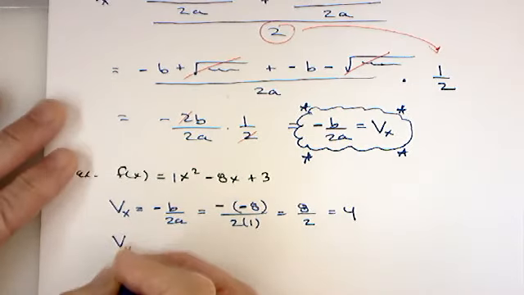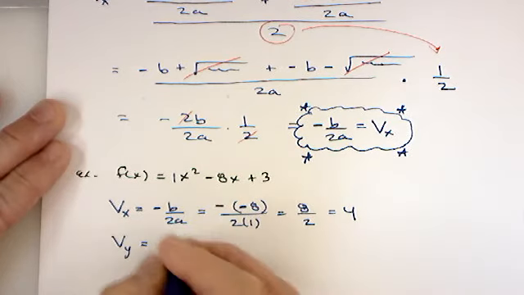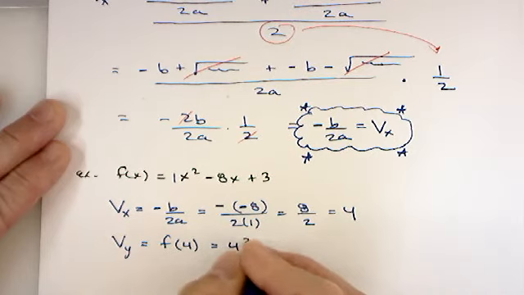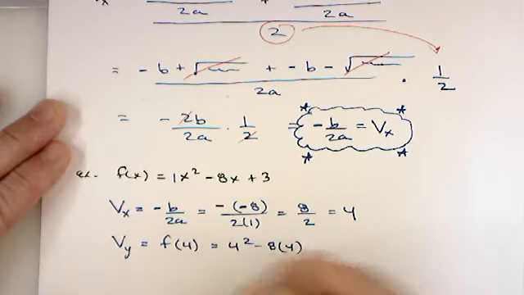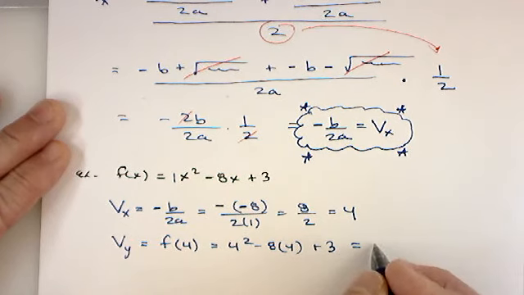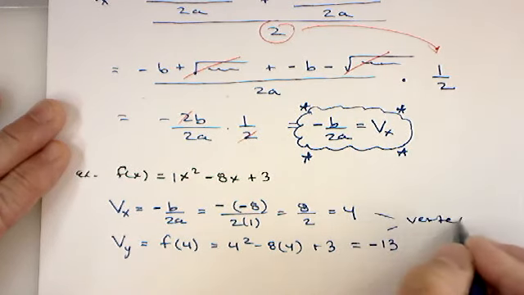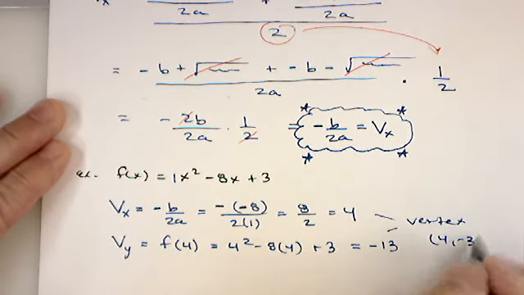And just like we saw, to find the y coordinate, all I have to do is plug that in. I just do f of 4: 4 squared minus 8 times 4 plus 3. 16 minus 32 is negative 16, plus 3 is negative 13. So my vertex is 4, negative 13.